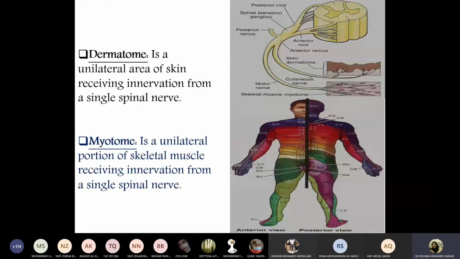So when you see the figure here, every part of our body has specific spinal segment nerves which are innervating there. There is no crossing over and all. This also has spinal segments.